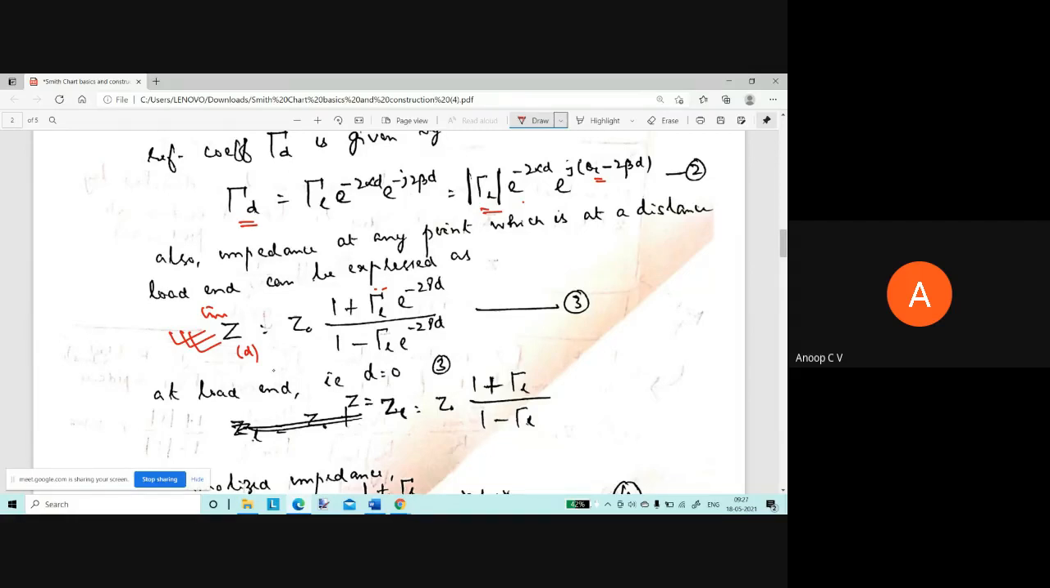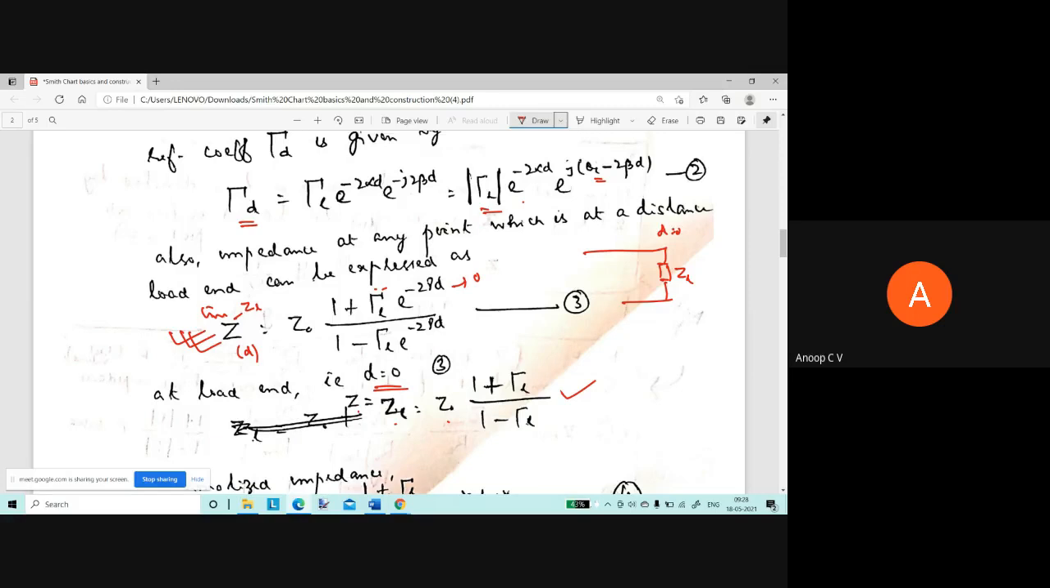So for instance, if you are considering the load end, there the impedance is equal to ZL and d equal to 0. If I substitute d equal to 0 in expression 3, then this Z will become ZL, because at the load end the impedance is the load impedance. And e power 2 gamma 0 and e power minus 2 gamma 0 will become 1. So what I get is Z equal to ZL, that is equal to Z0 into 1 plus gamma L divided by 1 minus gamma L. What I have done is just substitute d equal to 0 in equation number 3.